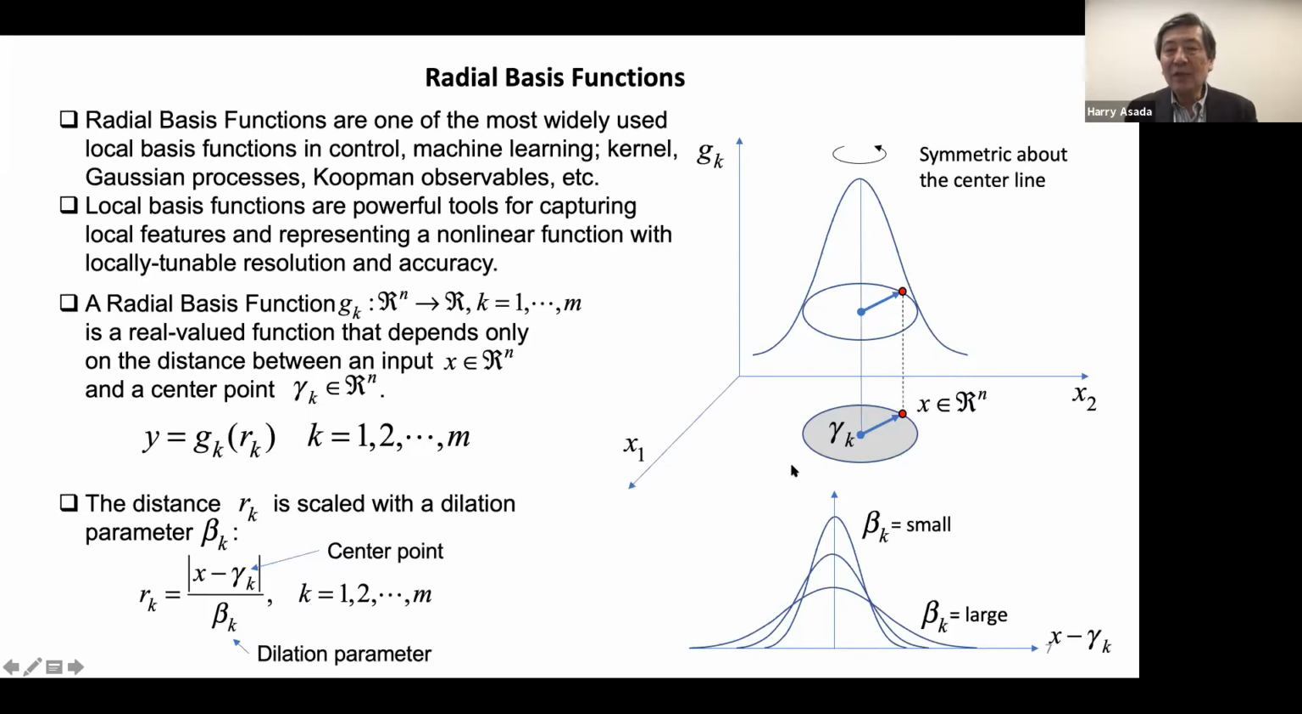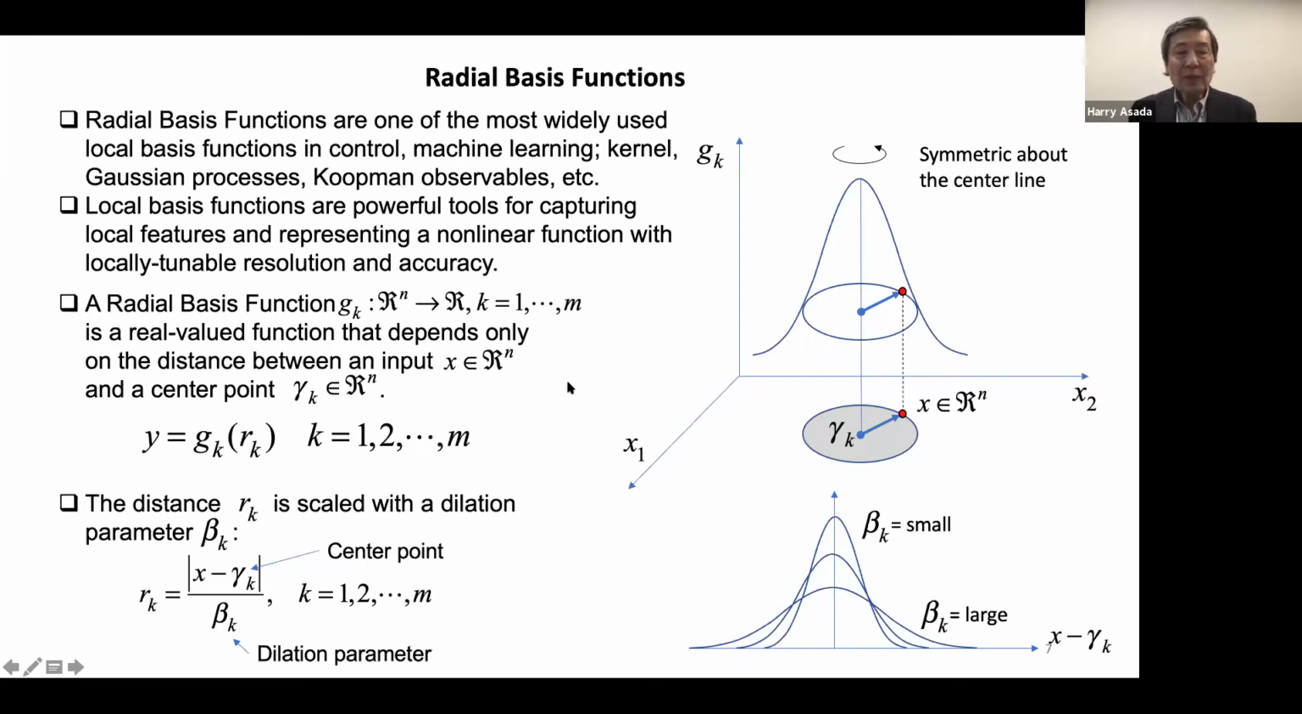Each radial basis function has its own center point, the center coordinate gamma k. You evaluate the distance between the center point and your point of interest x, and the function depends only on this distance. So all the points along this circle having an equal distance to the center take the same value. That says the function is symmetric about the center line sitting here.